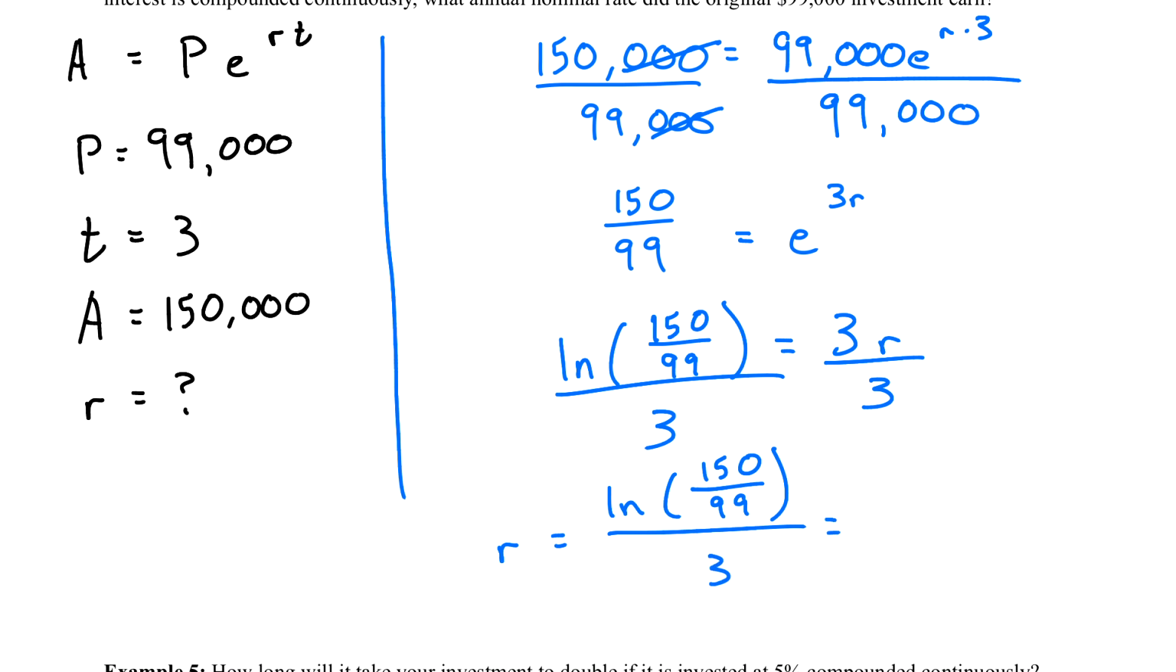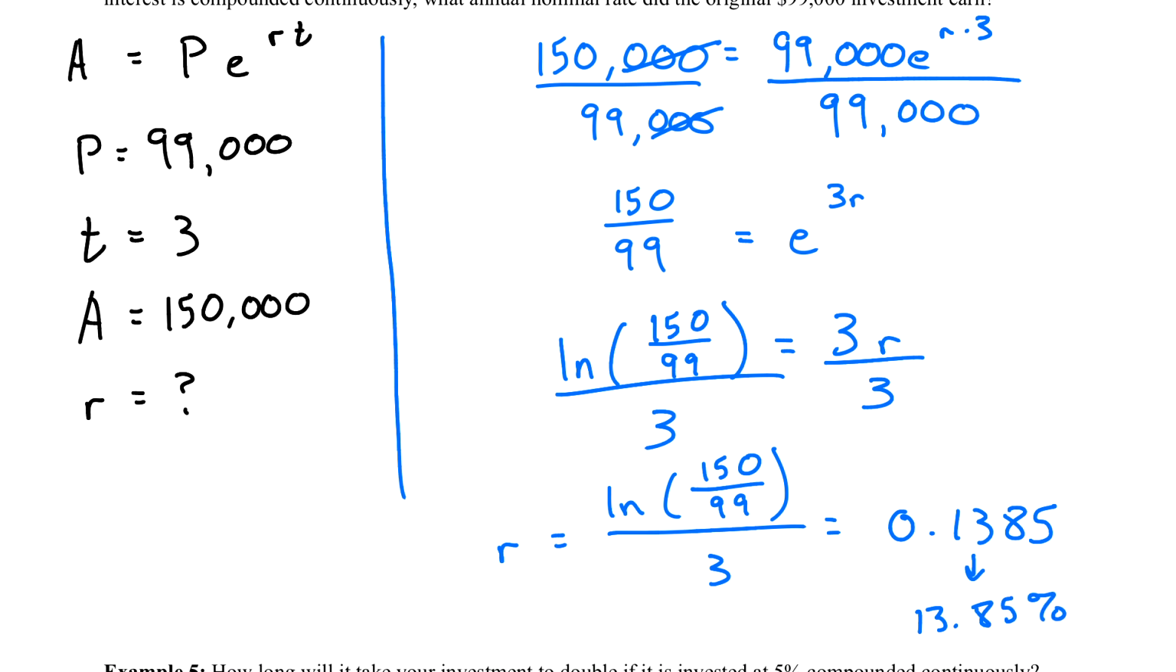Be careful as you're typing this into your graphing calculator. Again, just be aware of your parentheses where you need to start and stop them. I should have natural log of 150 divided by 99. Take that, divide it by 3. I ended up with 0.1385. Here I rounded to 4 decimal places because then if I convert this to a percentage, which would be 13.85%, now I've got those 2 decimal places.